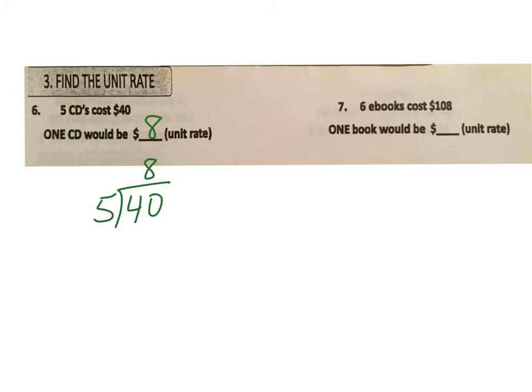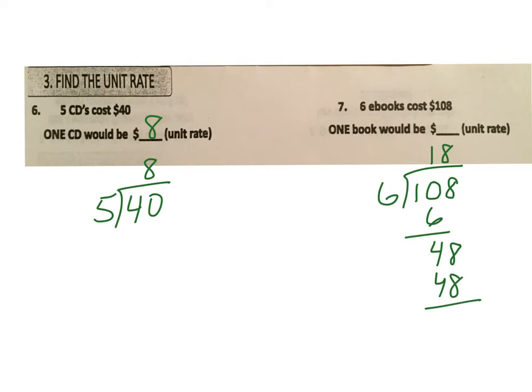Okay, so the next one, you got 6 for 108. So 108 divided by 6. That gets you 1, your remainder is 4, 8. That goes in there 8 times. Remember, you got to keep going because this is money. And you got a 0. So that means that is $18 per ebook. And that is using unit rate.